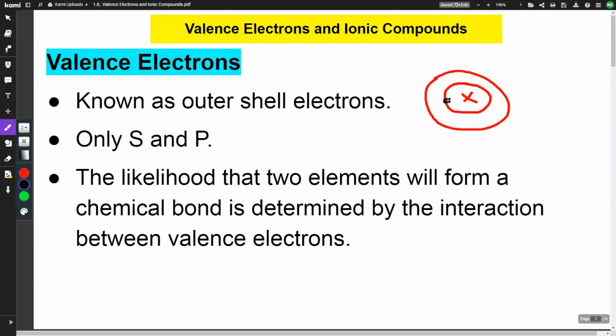So we've got two core electrons here, and then any electrons that are not part of that core would be considered valence electrons. If you think about an atom kind of like an onion, the outermost shell is where those valence electrons exist. Those are only the s and p orbitals. The likelihood that two elements will form a chemical bond is determined by the interaction between valence electrons. When we get to Lewis diagrams, you see how the electrons are shared. This will come back into play here.